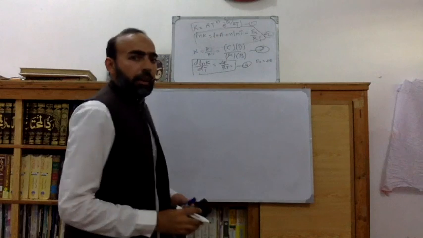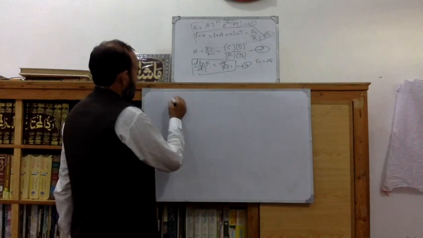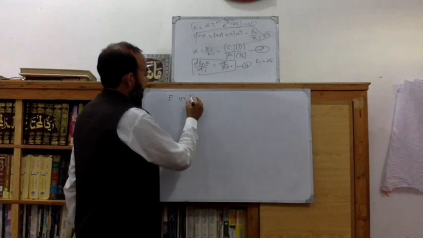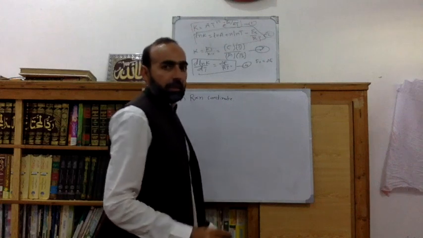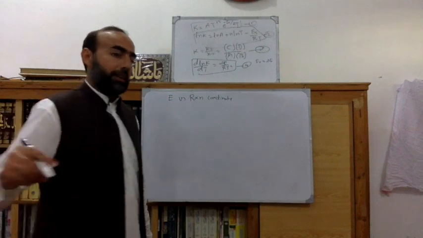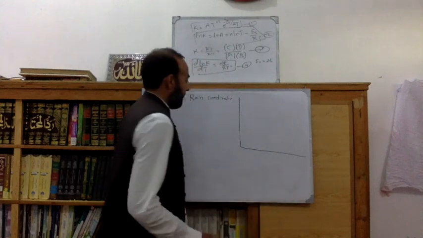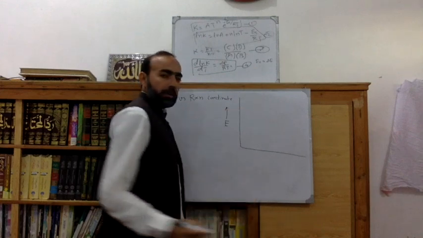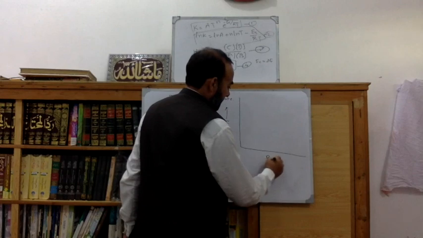So when the system is attaining equilibrium, we plot energy versus reaction coordinate. When the reactants are going to product, they must pass through a state that is called the transition state, and then they go to product. Activation energy is very important and is involved here. So we plot the potential energy, or just general energy, on the y-axis, and on the x-axis the reaction coordinate.